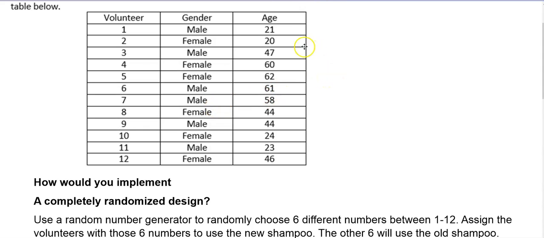So if we pair up the 2 youngest females, which are age 20 and age 24, those would be volunteers number 2 and 10, pair those together, that would be a matched pair.